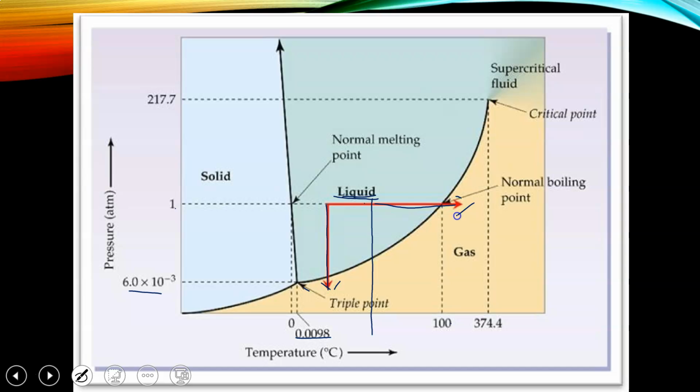So if I am at that 217 and I want it to become a gas, I can increase my temperature until it becomes a gas. Or I could decrease my pressure until it becomes a gas. See how we can do that?